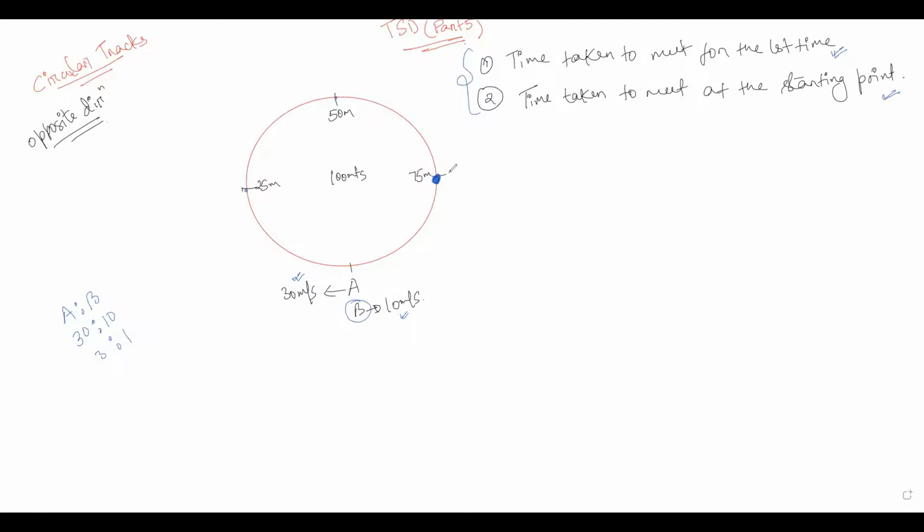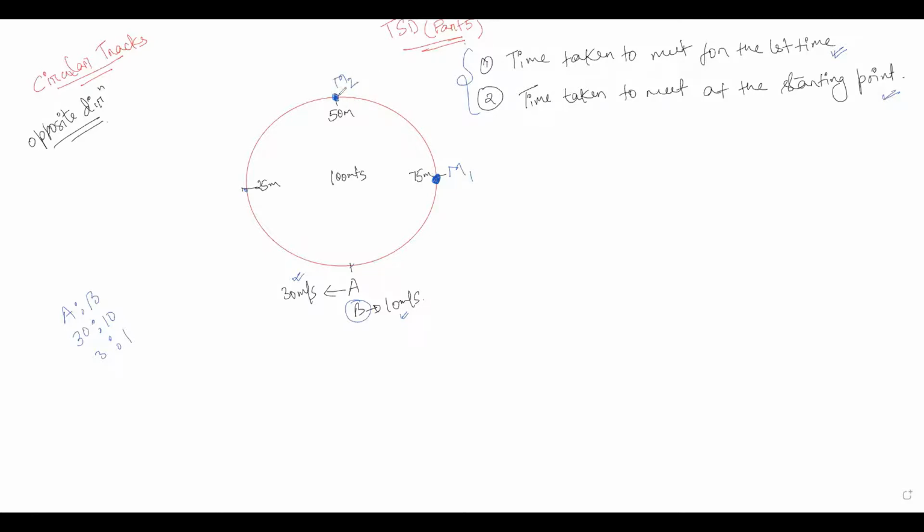So we can say that this would be the first meeting point. Again, A would continue to travel in the clockwise direction. So A would be traveling 3 parts, that is 1, 2, and 3. And B would be traveling in the anti-clockwise direction. So B would be here. So this would be the second meeting point.